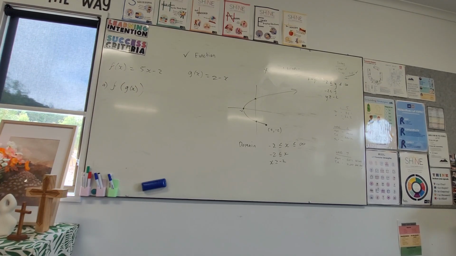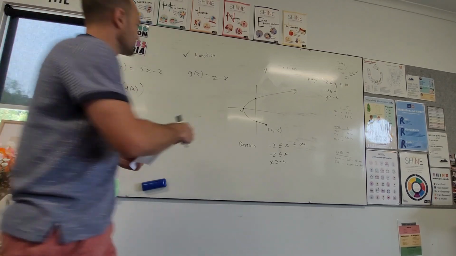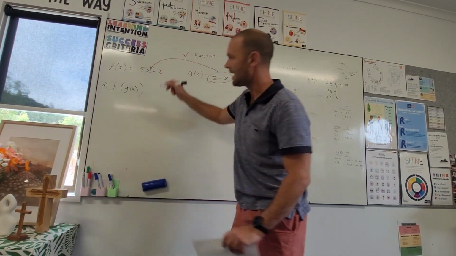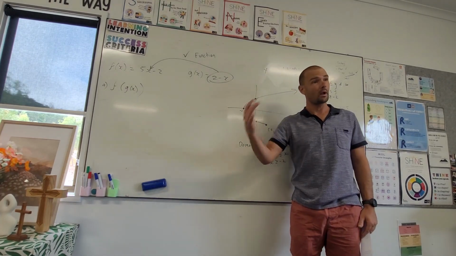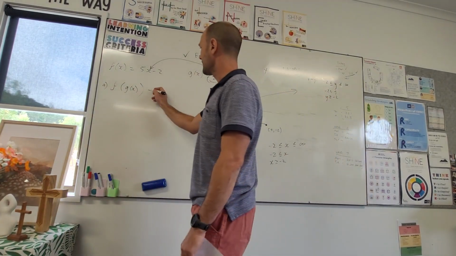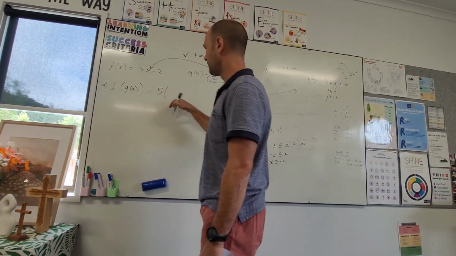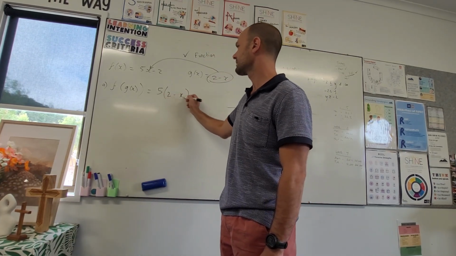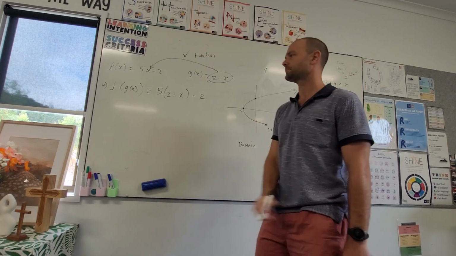All right, so f of x is eating g of x. It's inside its belly. So what we've got to do is get g of x, and we're going to put g of x into f of x, and we put it everywhere there's an x, right? So that's going to be 5, and then we put all of g of x where the x is there: 2 take away x, and then we have take 2.